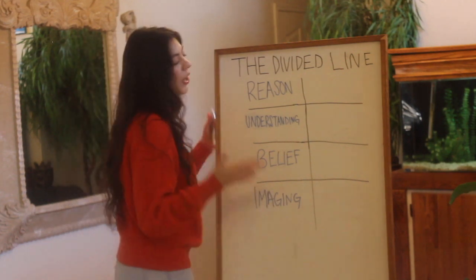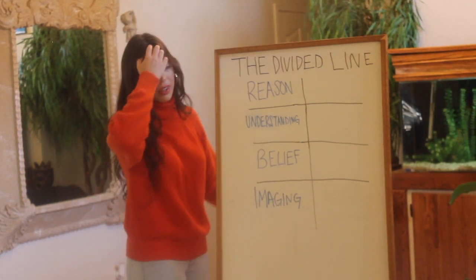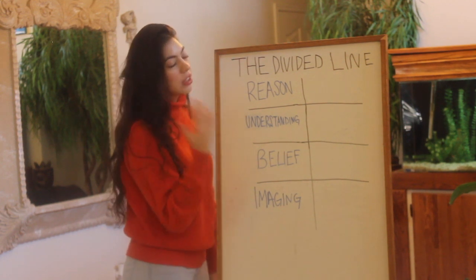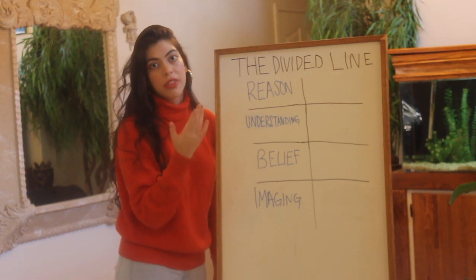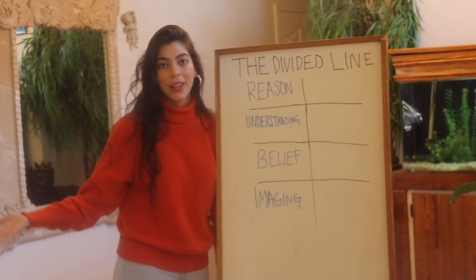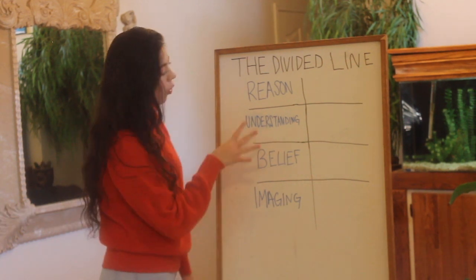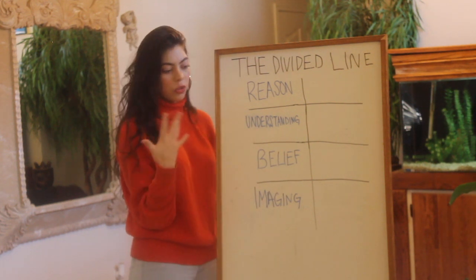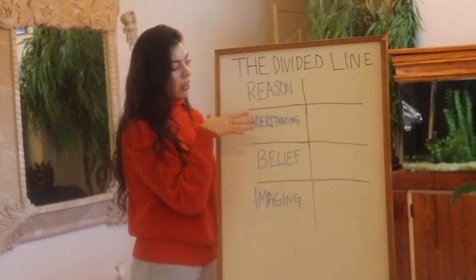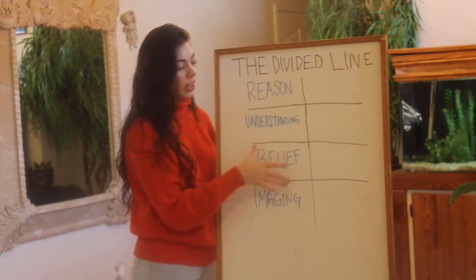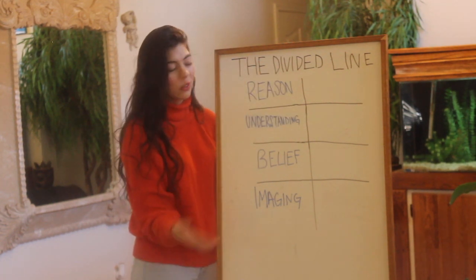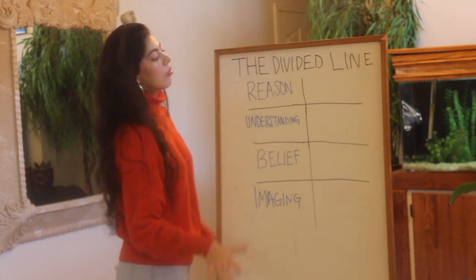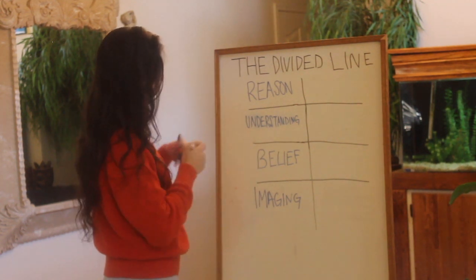So, the divided line, what is it? This is Plato's diagram, and it represents different levels of knowledge that a person can obtain. There are four main segments, and I've been seeing a lot of people on YouTube doing it horizontally. It is actually originally done vertically, not that it really matters, but this is why we're going to do it as such.